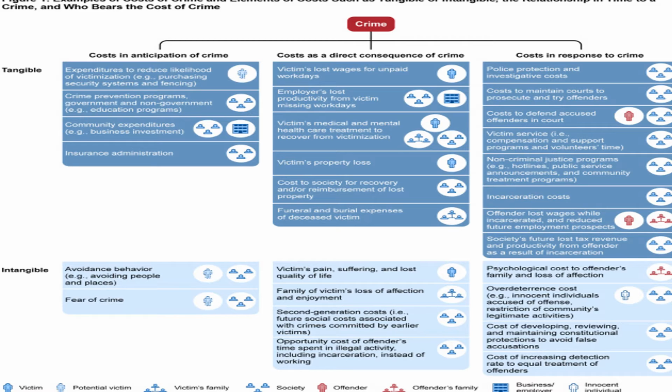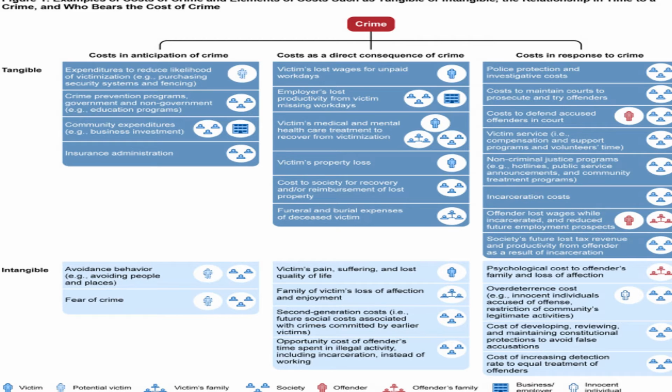As you can see: anticipation of crime, the direct consequences of crime, and response to crime. And it's really tough when you're trying to get the total cost of crime. It's easily hundreds of billions of dollars, and depending on how you think about it, it could extend to trillions of dollars as you try to factor in everything that is crime related.